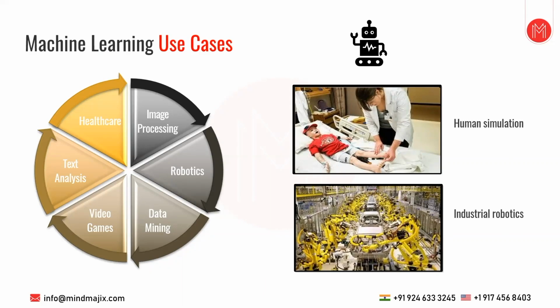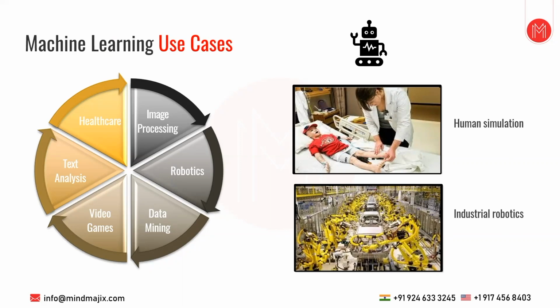Second application in robotics is car manufacturing. Nowadays, in car manufacturing, the company KUKA Robotics is very popular for machine learning and artificial intelligence in the hardware part of robotics.